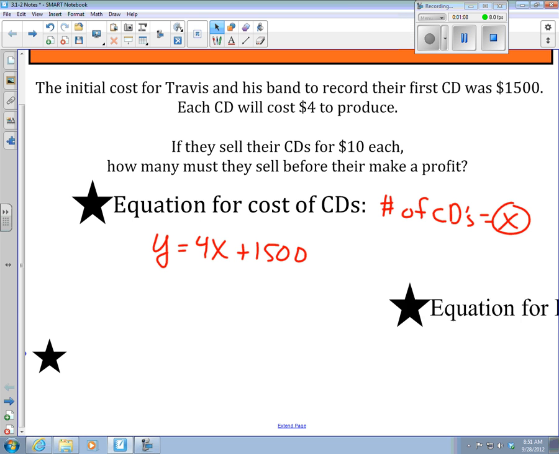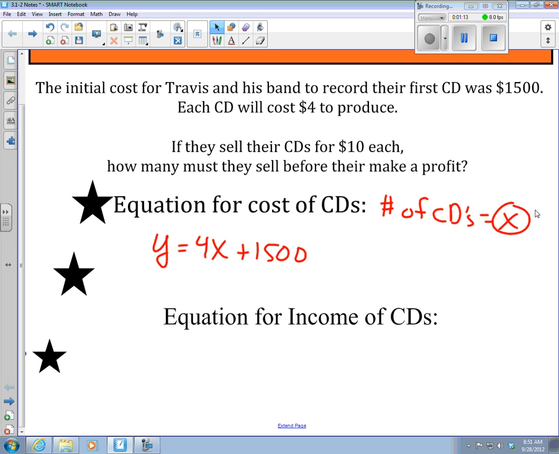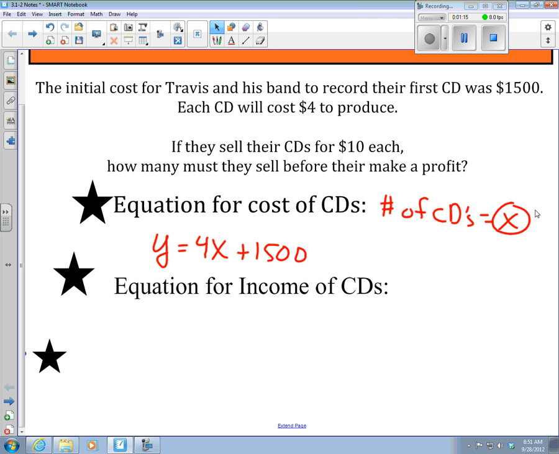Now, profit. They sell their CDs for $10 each. So how much money will they make? Well, it'd be $6 per CD, plus you have to work with the 1,500. But just to make it easy, let's say this: they sell them for 10 bucks each, so they make 10X, 10 times X.